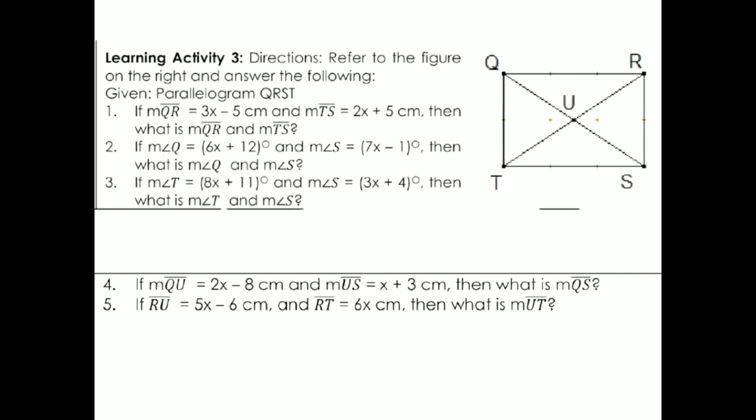So nakuha na natin yung una. Pag pinag-add natin yung 1.5 plus 1.5, which is equal to 3, that is the length of the diagonal. Since tigkalahati sila, so yun ang length ng UT.